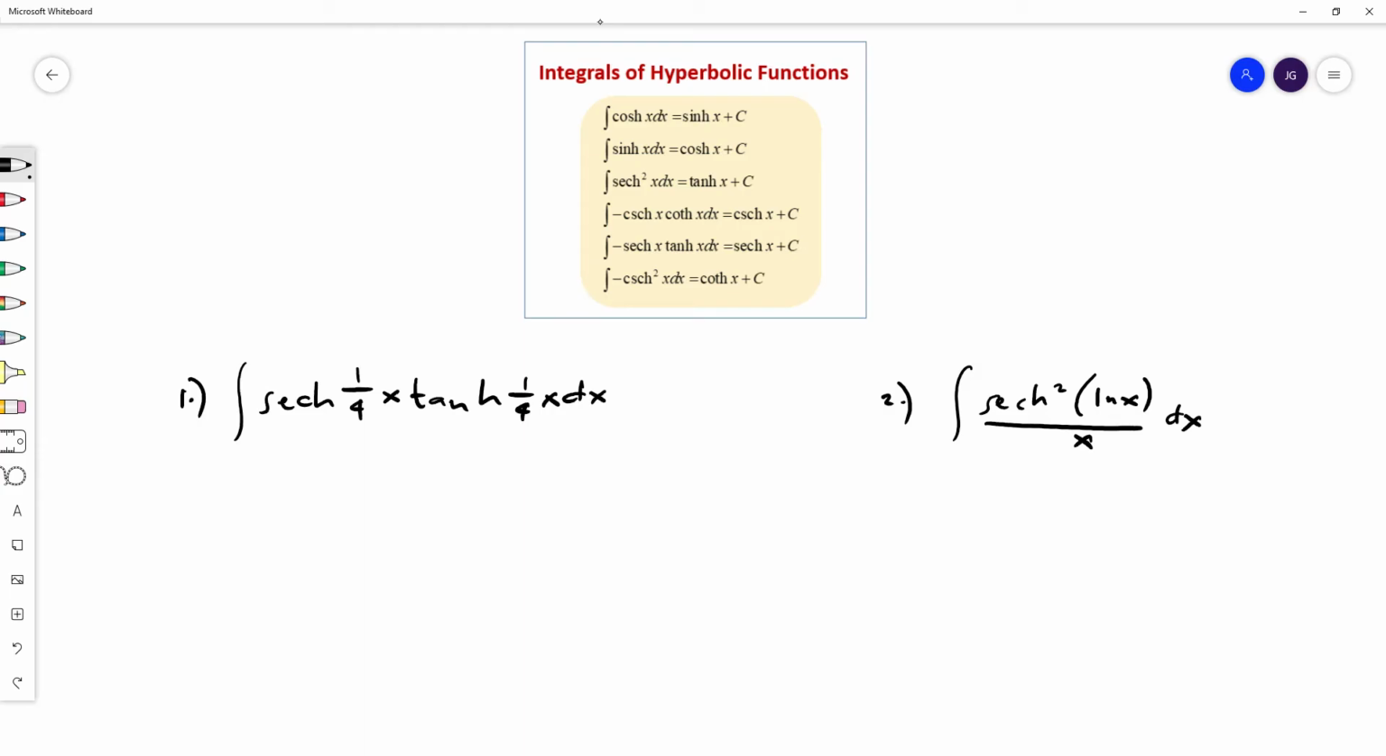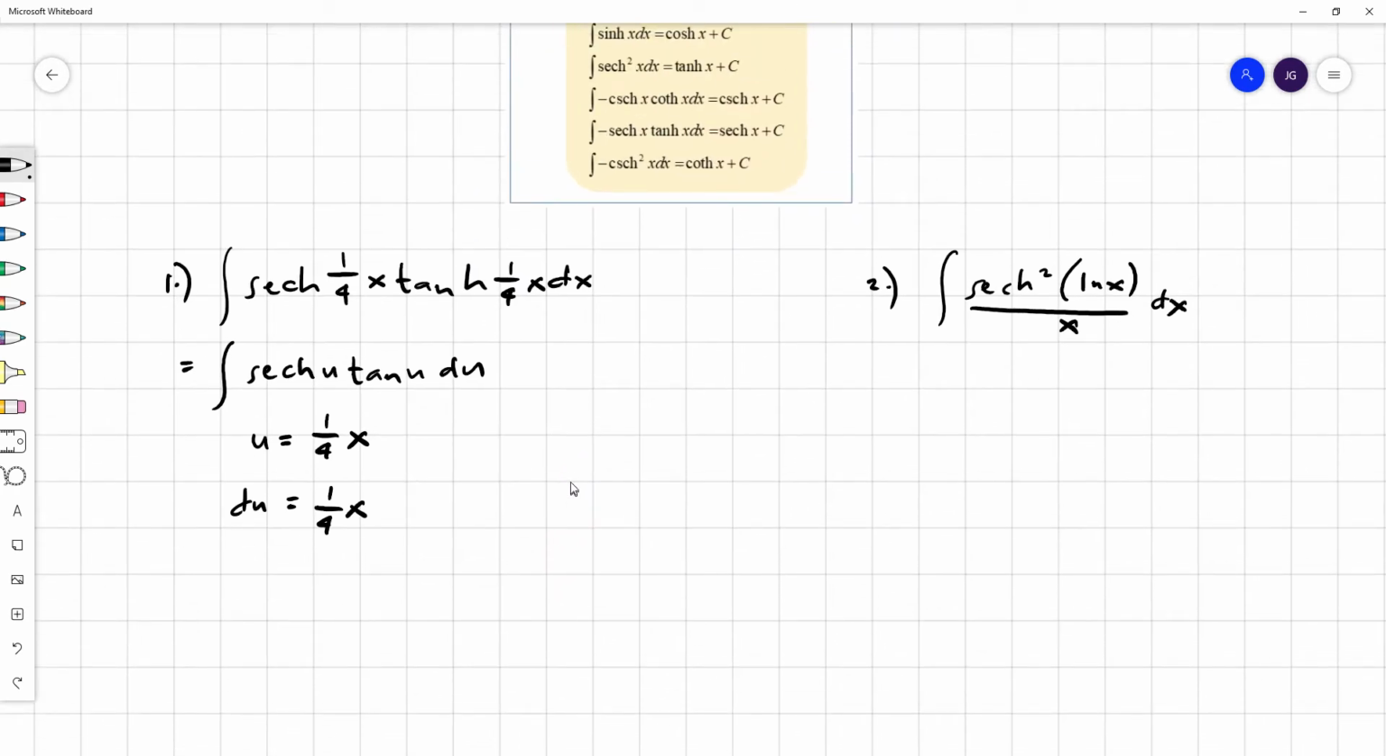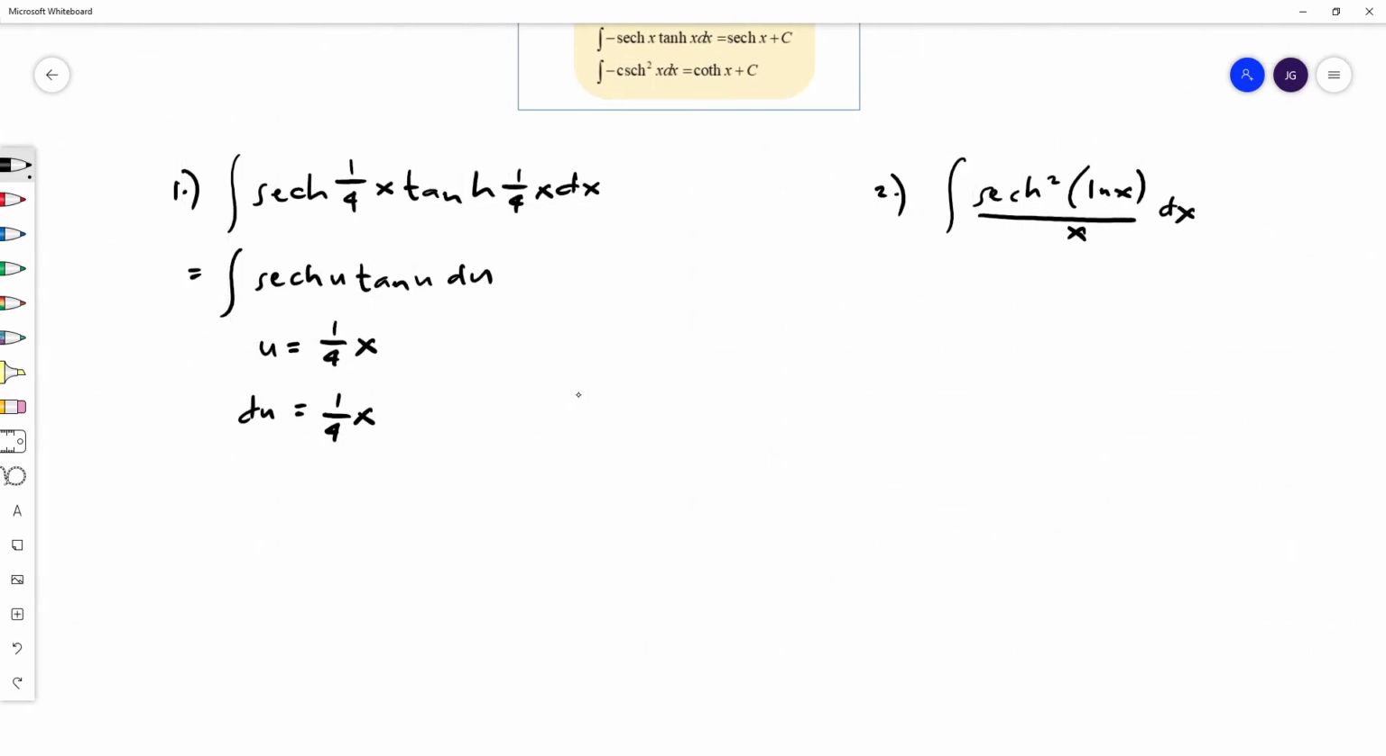For this one, we just need to rewrite our equation into another form, like hyperbolic sec u, then hyperbolic tan u du. For this equation, we can find that our u is equivalent to 1 over 4x, and its derivative is 1 over 4x. Take note that we need our neutralizing factor 4.